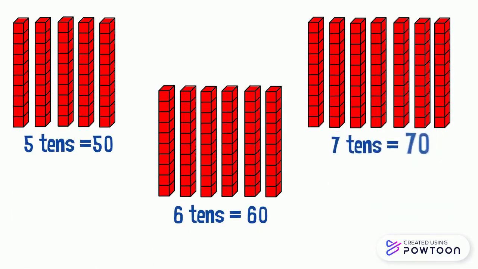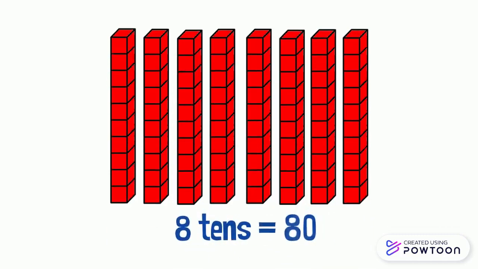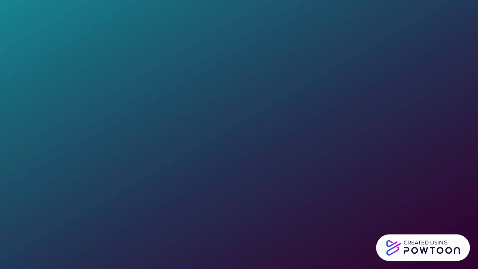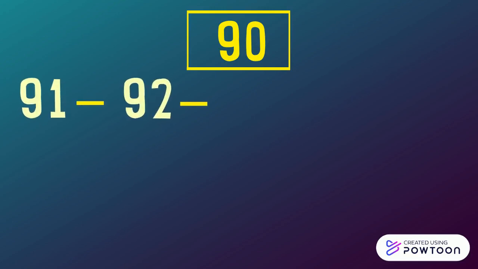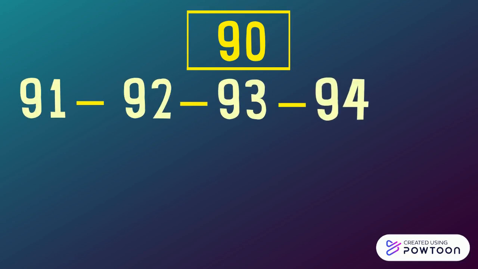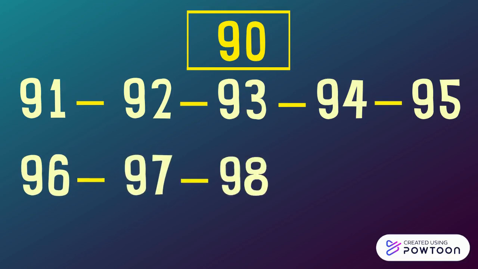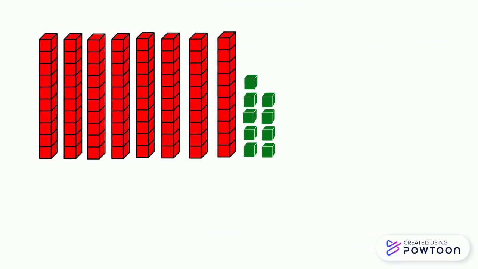5 tens equals 50. 6 tens equals 60. 7 tens equals 70. 8 tens equals 80. Now we are going to count the numbers from 90 to 99. 90, 91, 92, 93, 94, 95, 96, 97, 98, and 99.